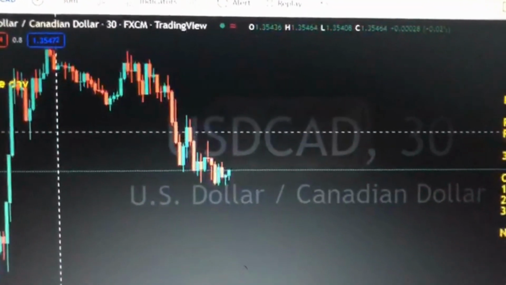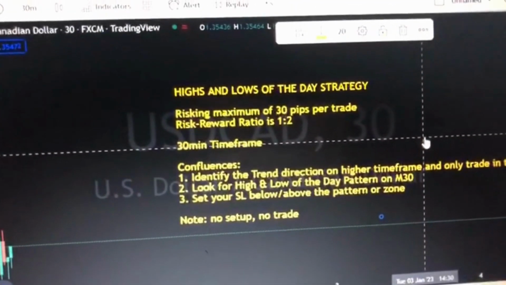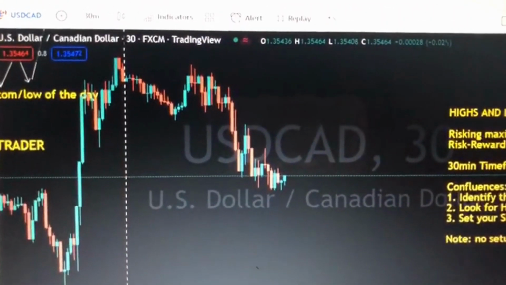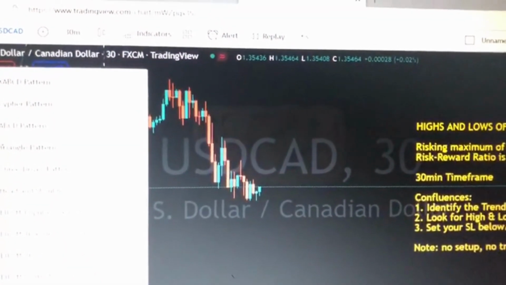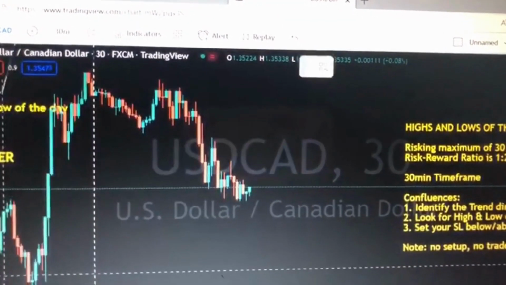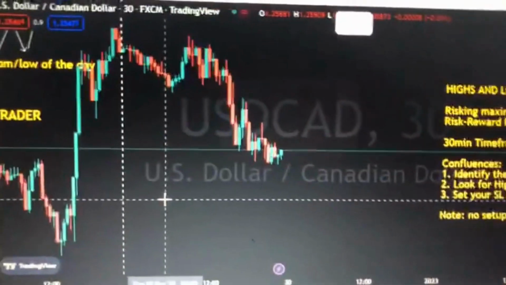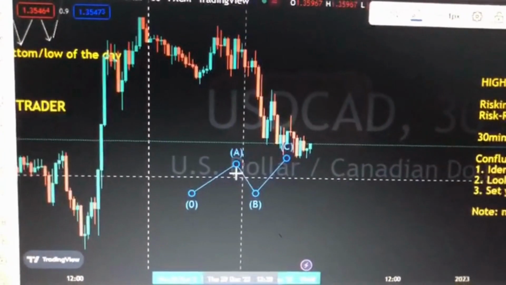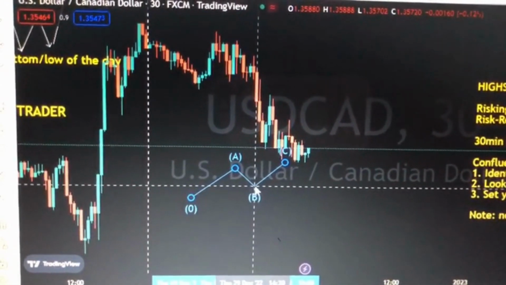Now don't forget the rules that we should identify the trend direction on higher time frame. So I'm going to be giving you an example. So let's say in an uptrend, in a higher time frame, the market is going something like this. Do you understand? So let me put it like this.